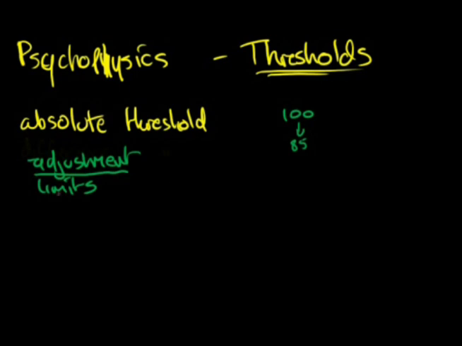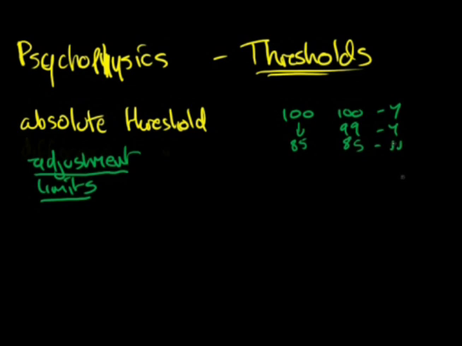The method of limits is very similar, except that it's not one trial. What we would do is begin with a sound intensity of 100 and ask for a yes or no response. Did you hear the tone? Yes. Then we would turn it down by a notch or two, and ask again. Yes, okay. And then we would keep going until we get down to some threshold where they would say no.